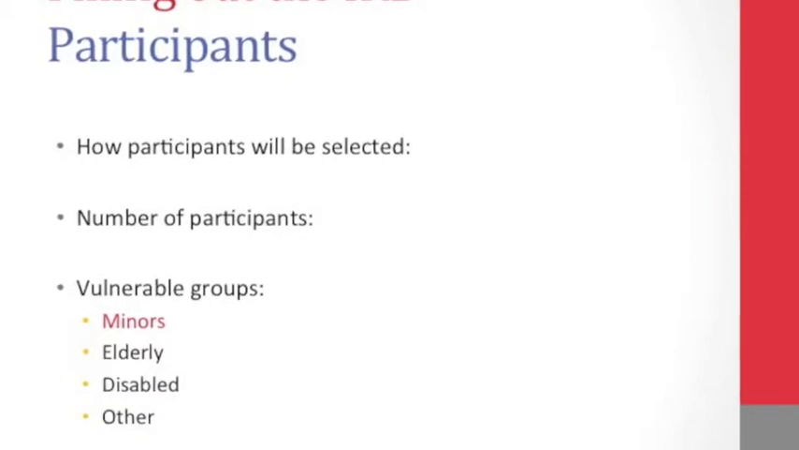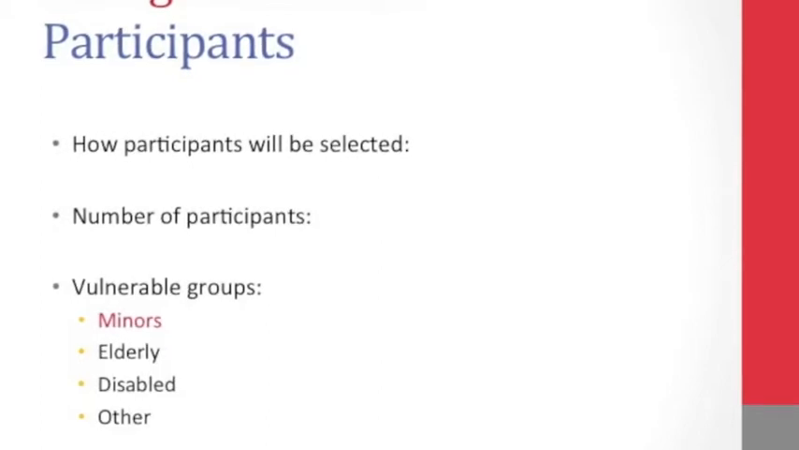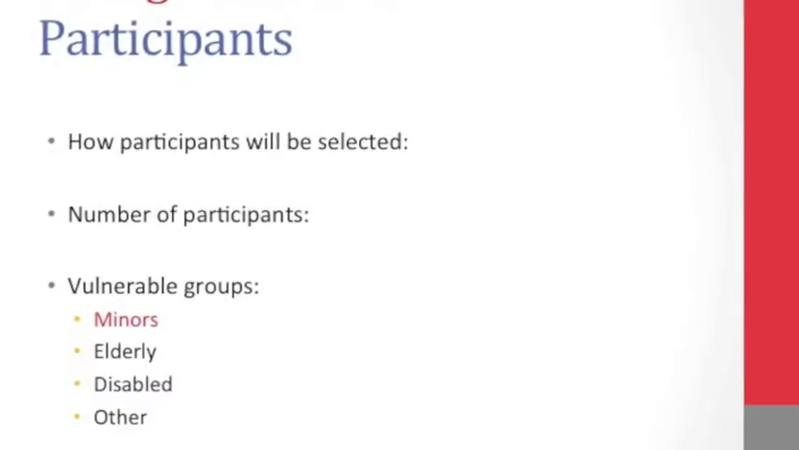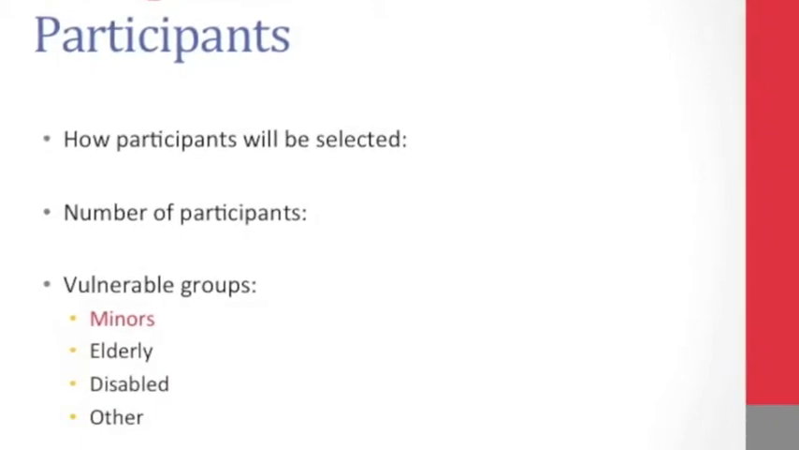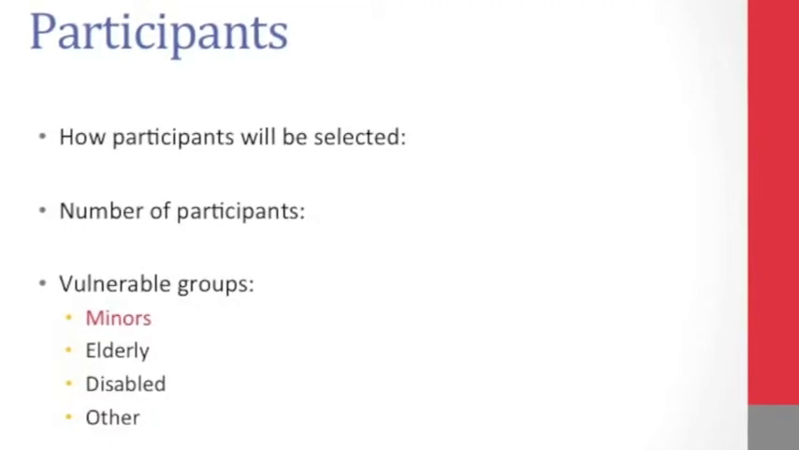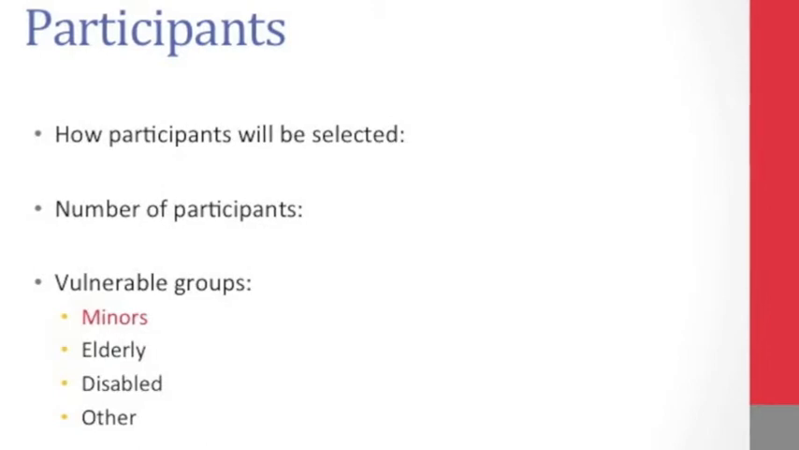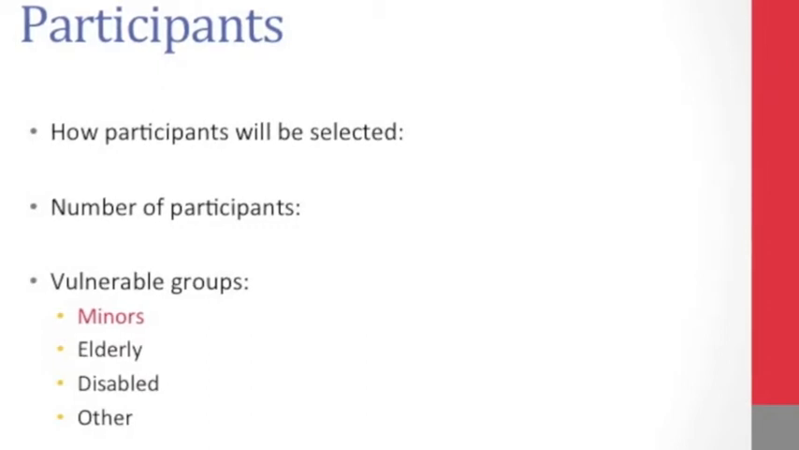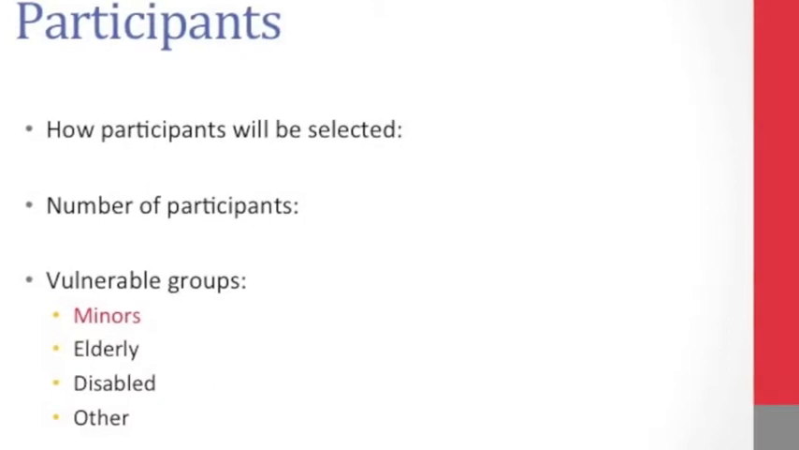The next portion of the form talks about your participants, and that's who you will be doing the study with. How the participants will be selected, in many cases, is they're the students in your classroom. For those of you who aren't working with students, if you're working with colleagues or others, that's where you just state who you're working with or why you selected them, how many of them there are, and then you have to identify who the vulnerable groups are. For most of you, that will be minors if you're working with children. If you are not working with children, elderly, or disabled, if you're just working with colleagues or other professionals, you can just state that in the other section.